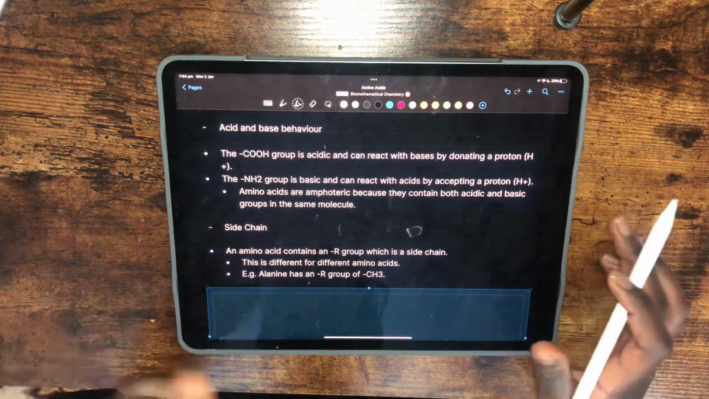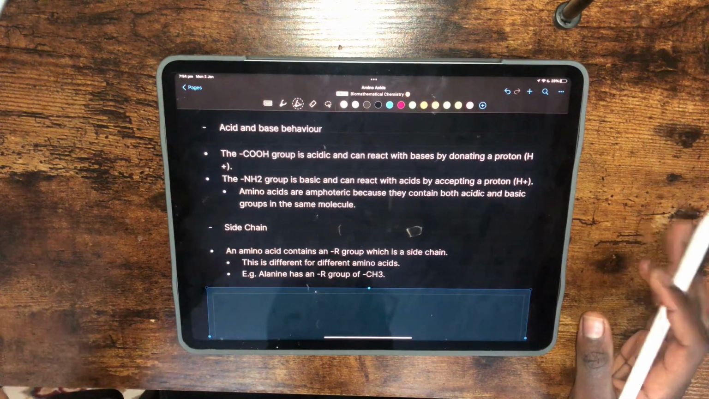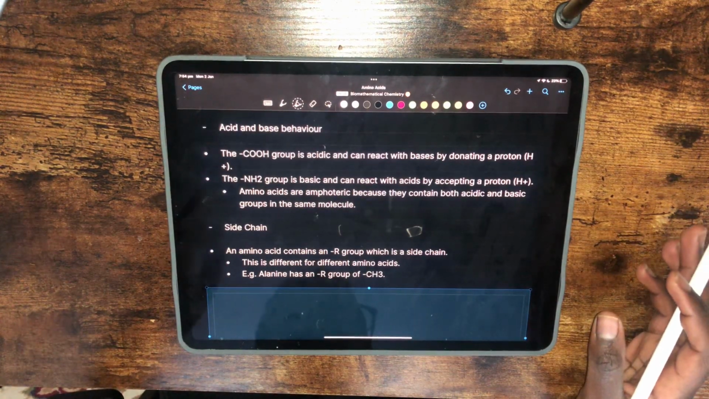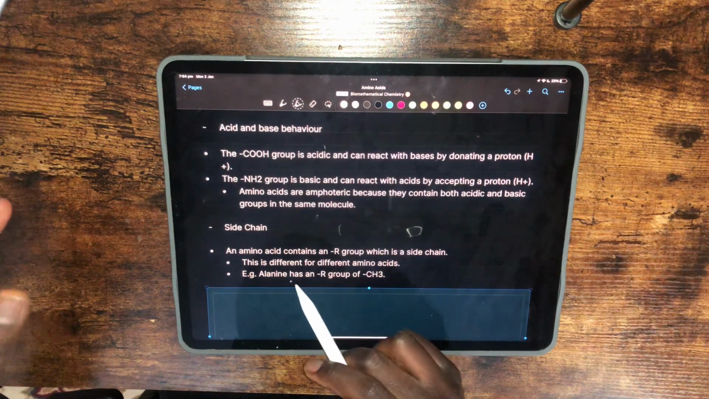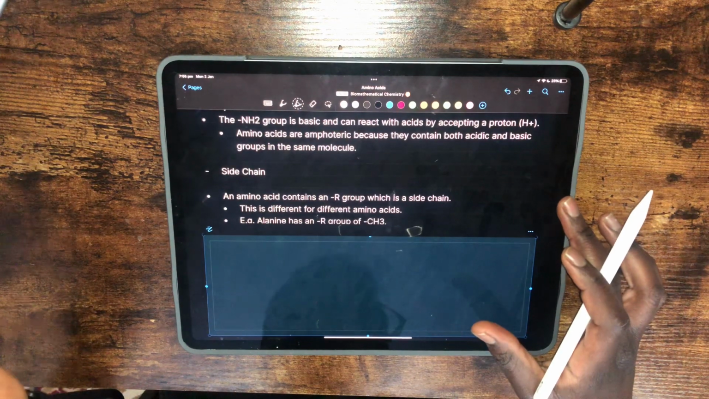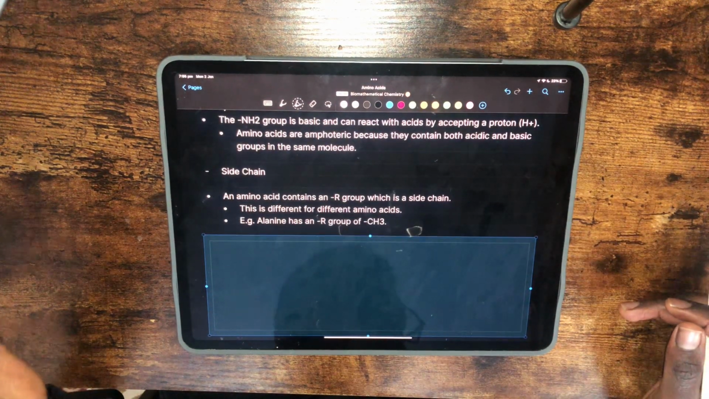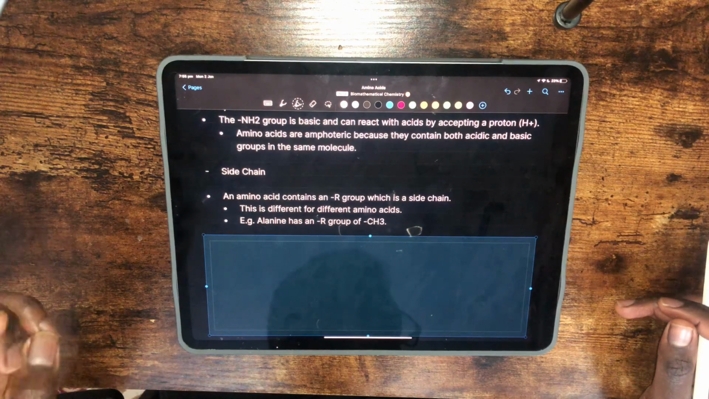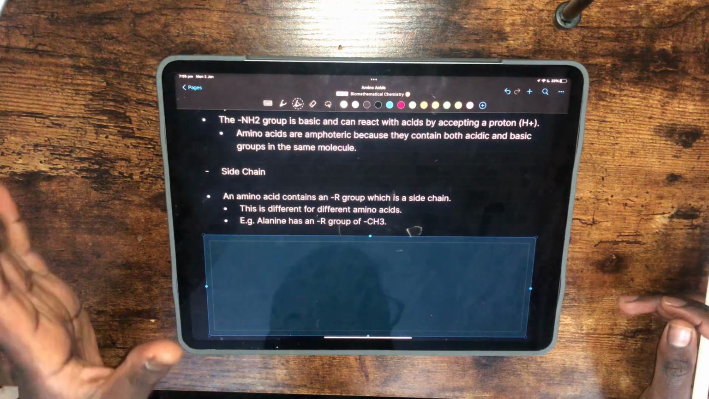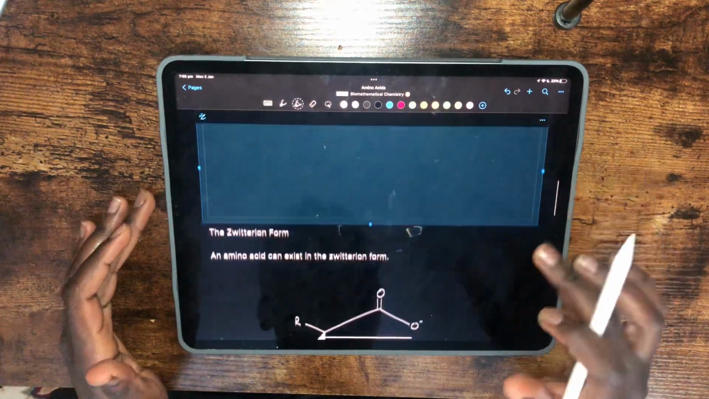You don't need to know all of the amino acids. You don't have to know that for A level. But you need to know about the bonding in R groups, which you should know from GCSE. I will be going through that in the next video, which should be about proteins. Here I'm just going to go through the very basics of amino acids.